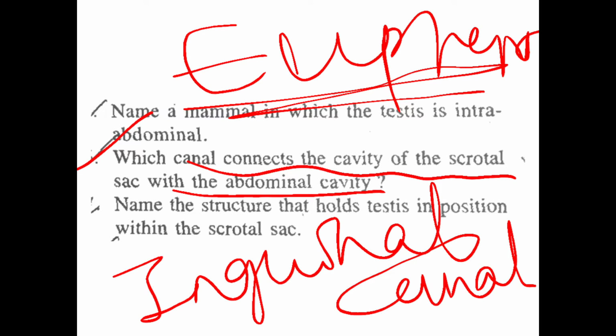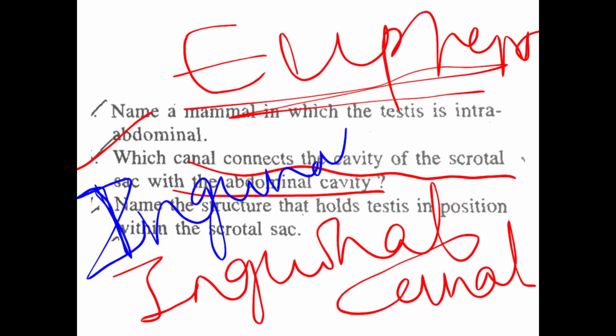Then name the structure that holds testis in position in the scrotal sac. That is the inguinal cord. Okay.